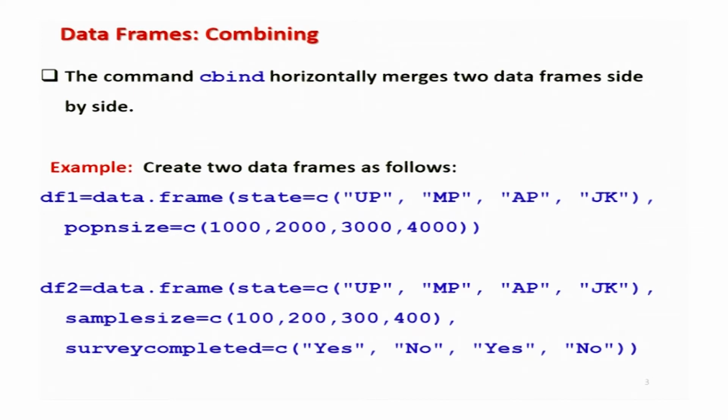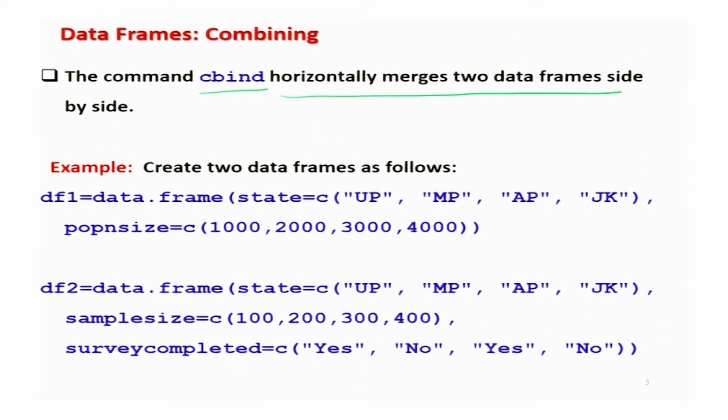Now we take some examples, and through those examples I will explain the application of these three commands. First I take the command cbind, which horizontally merges two data frames side by side. I am taking an example of two data frames here, but you can actually take more.